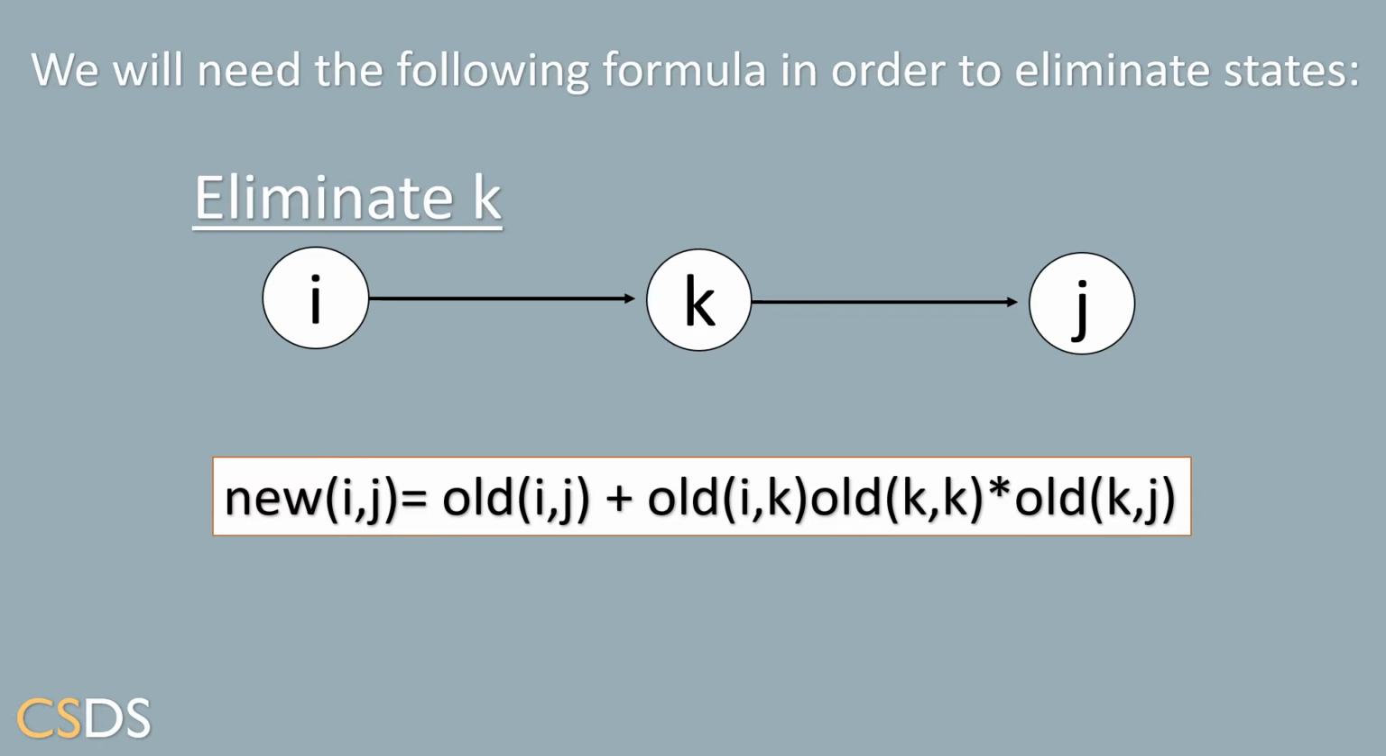The formula says that the new transition ij is equal to the old transition from I directly to j, or the transition of ik followed by the transition from k to itself star, followed by the transition from k to j.